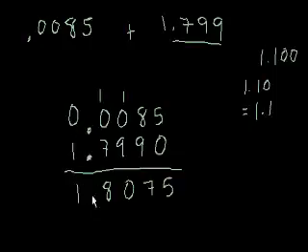But anyway, now we are almost done. We've done the addition, and now we just have to figure out where to put the decimal point. Well, the decimal point just drops straight down. And we're able to do that because we already lined up the decimal points. So the answer to this problem is 1.8075.